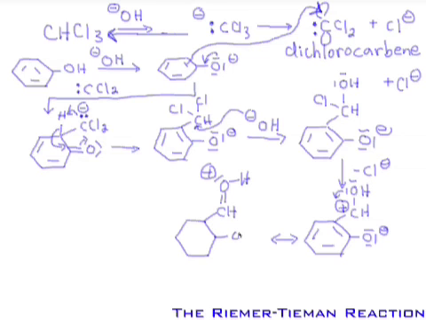And in base, remember we're in the presence of hydroxide. That proton will come off really fast. So if you like, hydroxide comes in, grabs the proton and goes off as H2O. And what you're left with, of course, is our final product.